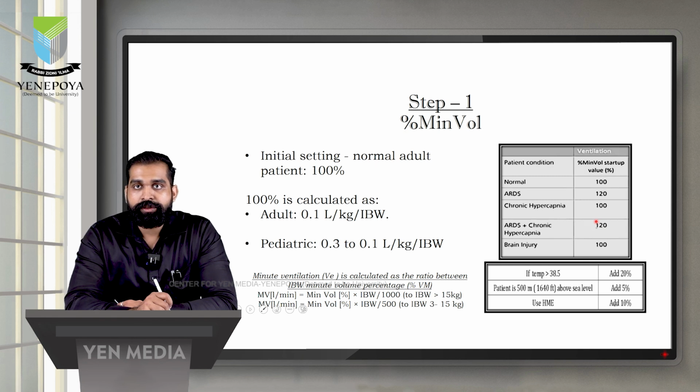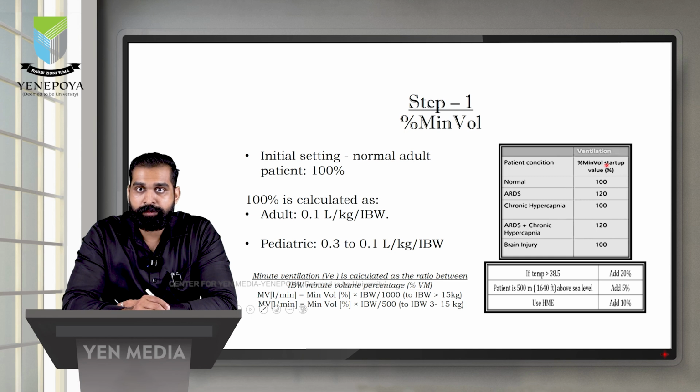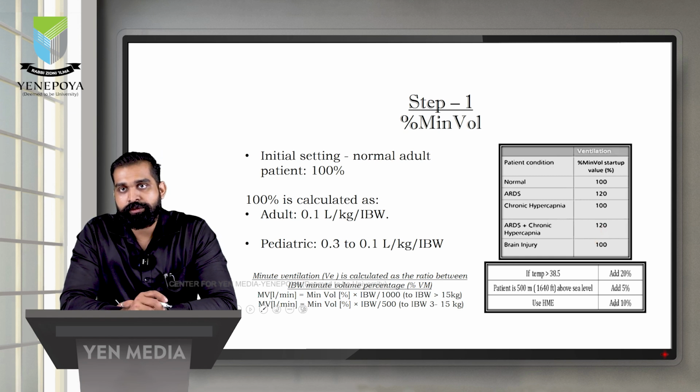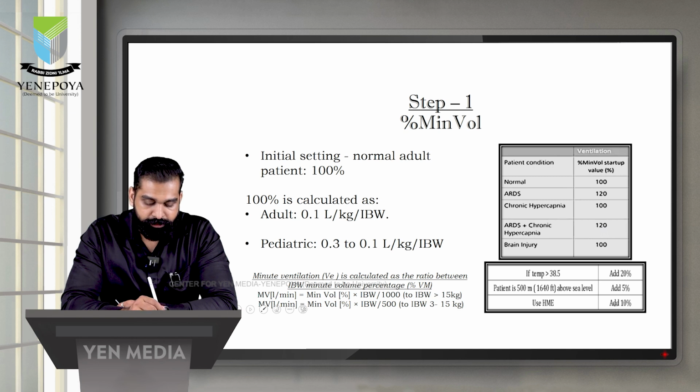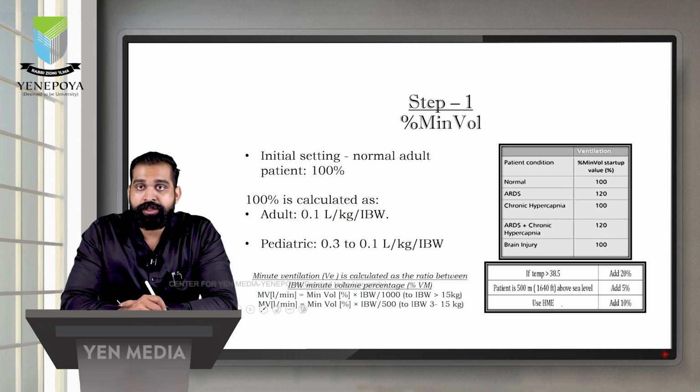Now, along with the percent minute volume, you also have to check whether there are special factors that require adjustment of the percent minute volume. If the patient has fever, the percent minute volume has to be increased by adding 20%. If the patient is being ventilated above sea level, then you have to add 5% to the already calculated or recommended percent minute volume. If you're going to use a heat moisture exchanger, you have to add 10% to it.